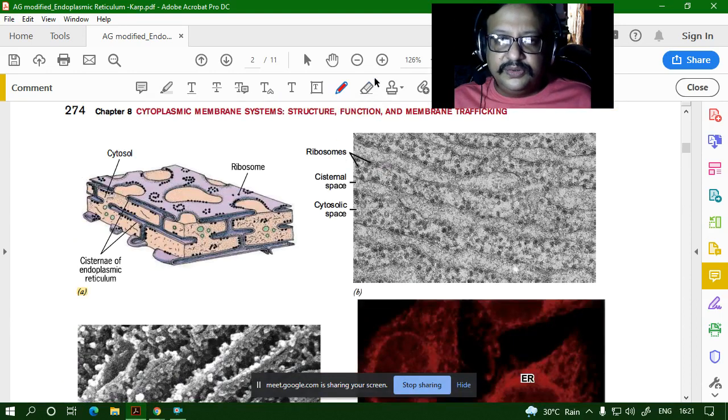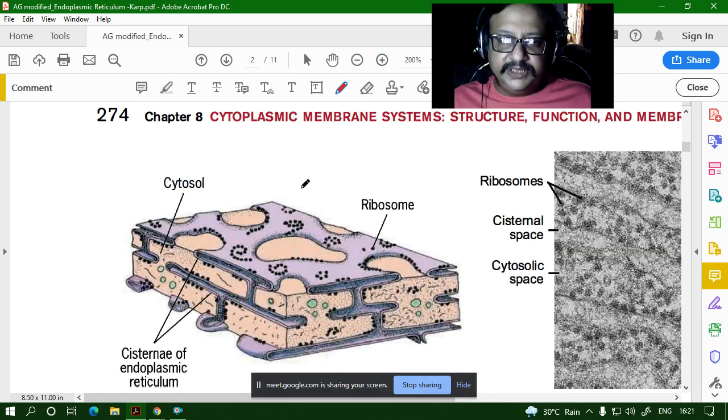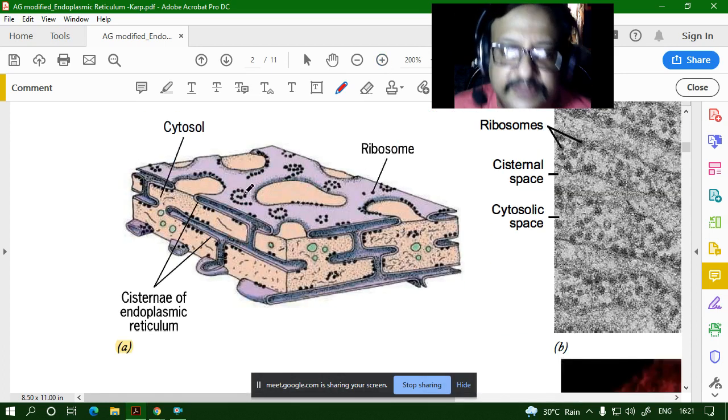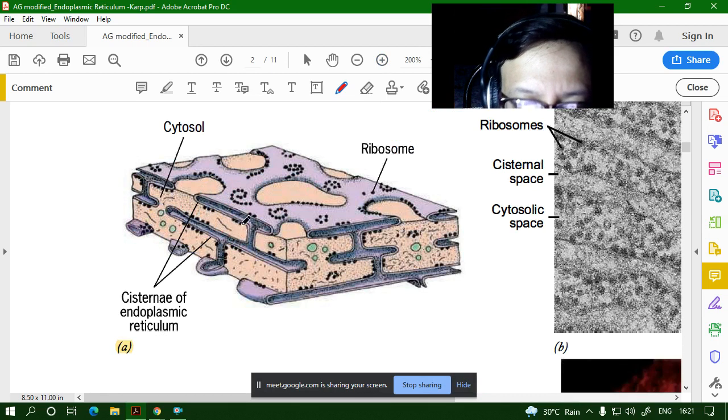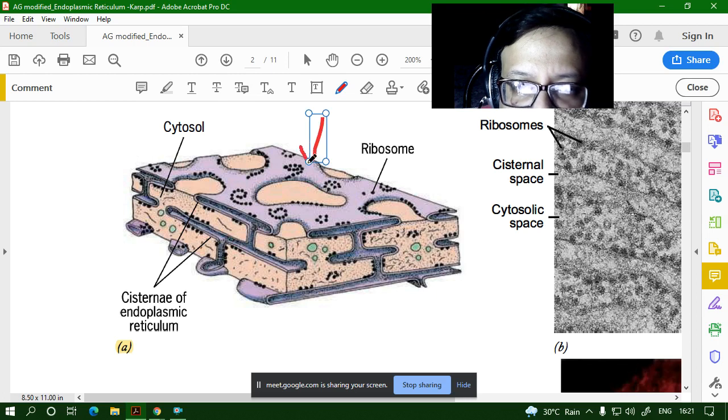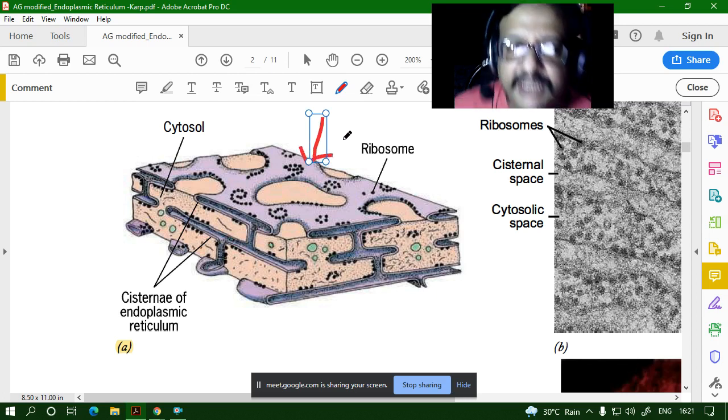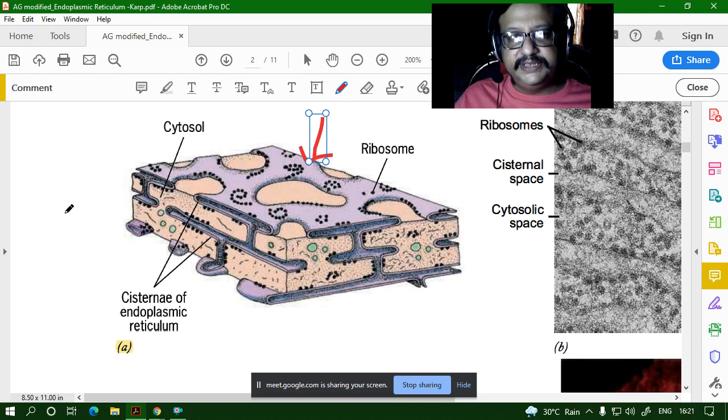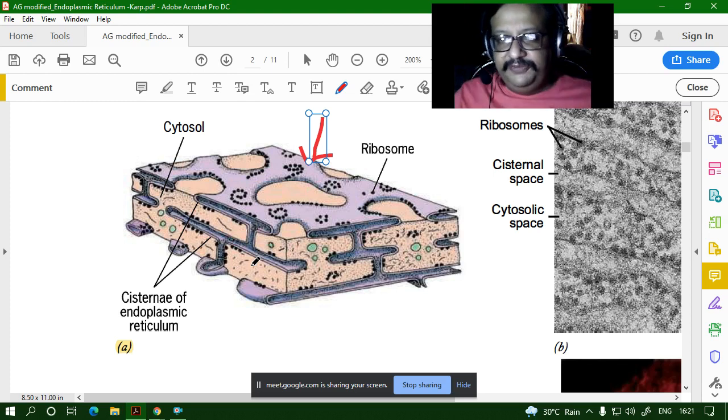So have a look at this picture. These are the cisternae which you see. You see the ribosomes, these black dots on the top. They are dotted all over. And these are sites of protein synthesis. And this pink flesh colored region is the cytosol, just a block taken out from a cell.